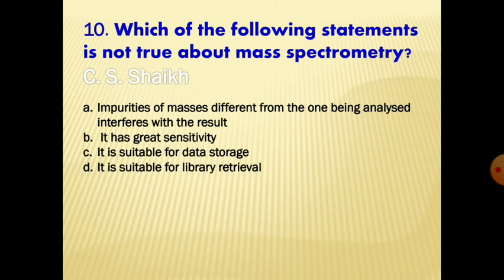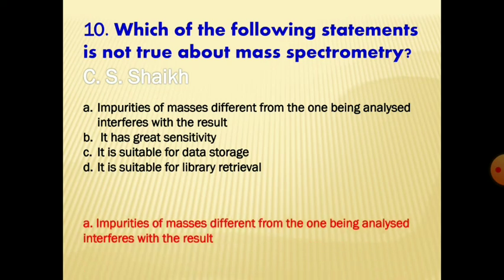Next and last question is, which of the following statements is not true about mass spectrometry? And the correct answer will be, impurities of masses different from the one being analyzed interfere with the result. This is not at all true. This one is the false statement. And all others are true: it has great sensitivity. Obviously, mass spectrometry provides great sensitivity. It is suitable for data storage. Yes, it is suitable for library retrieval.